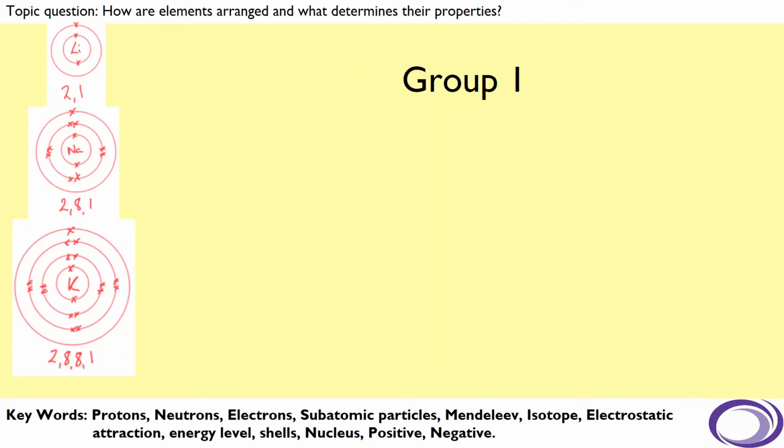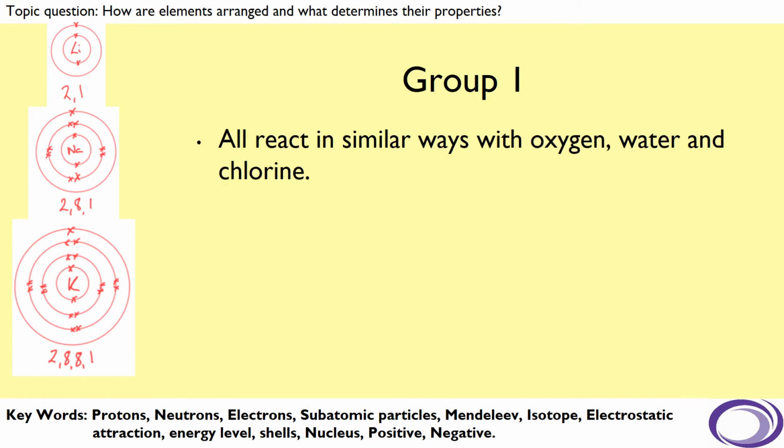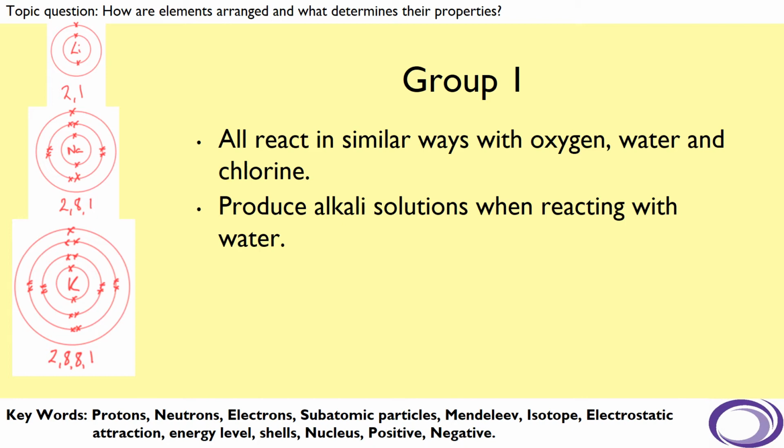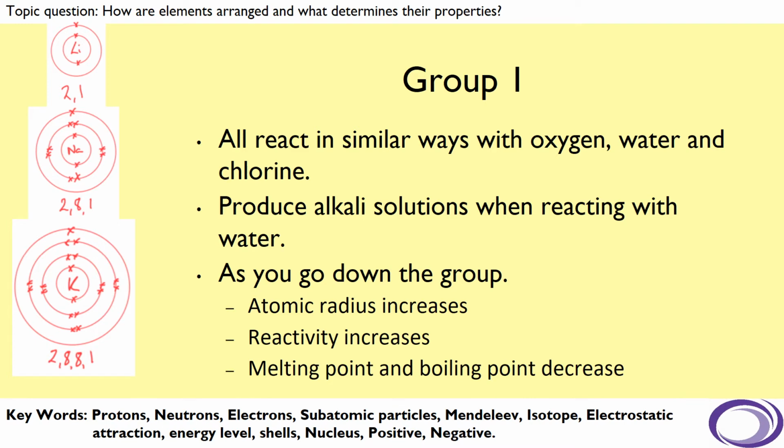Now, I've drawn the first 3 elements of group 1, lithium, sodium and potassium, and as you can see, they all have 1 electron in their outer shell, and because of that, they will all react in similar ways with oxygen, water and chlorine. When they react with water, they produce alkali solutions, and as you go down the group, the atomic radius increases, the reactivity of these metals increases, but the melting and boiling points of these metals decrease.